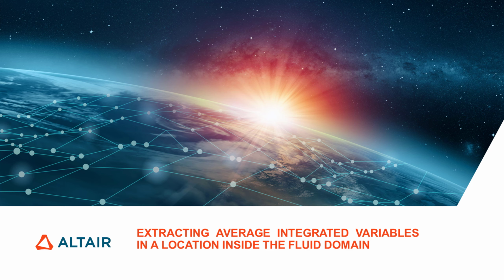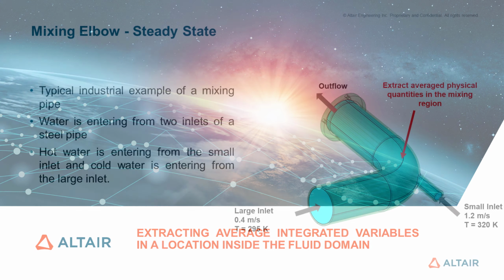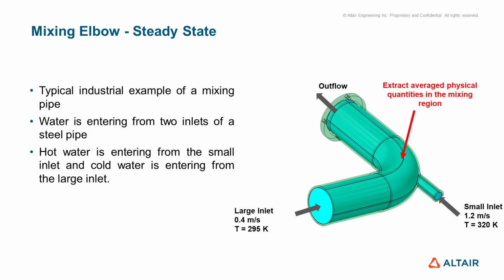In today's session, we will cover how we can extract average integrated variables in a location inside the fluid domain. The model that will be used to demonstrate the process is a simple mixing elbow with two inlets and one outlet, as shown here. The goal will be basically to extract some averaged physical quantities like temperature, pressure, velocity in the location where the two incoming flows are mixing.